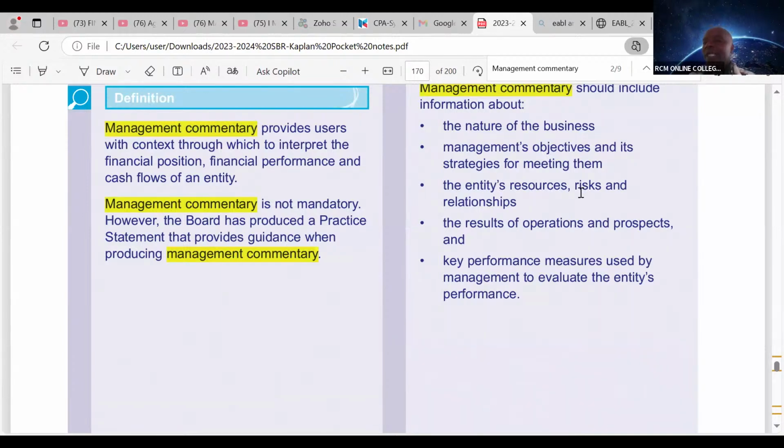The entity's resources, like the people. The risks involved. And of course, the relationships with your partners to be able to deliver. When you see beer on a bottle, there is quite a lot that has gone into place to be able to have that bottle at the restaurant. There is a lot of, for example, transportation. So there are partnerships there. Then we have key performance measures. The CEO will be looking at the key performance measures.